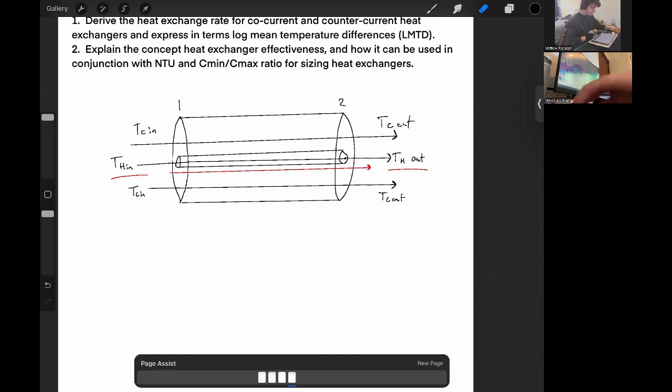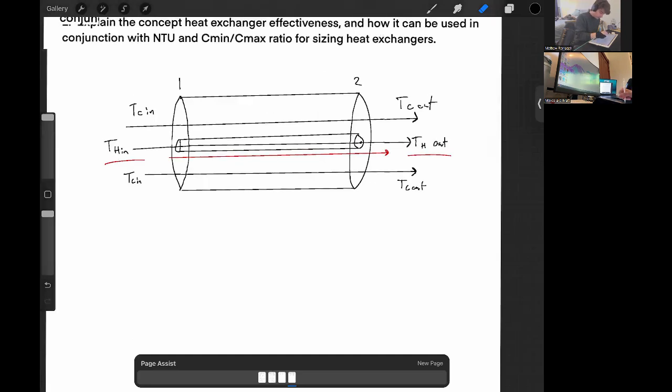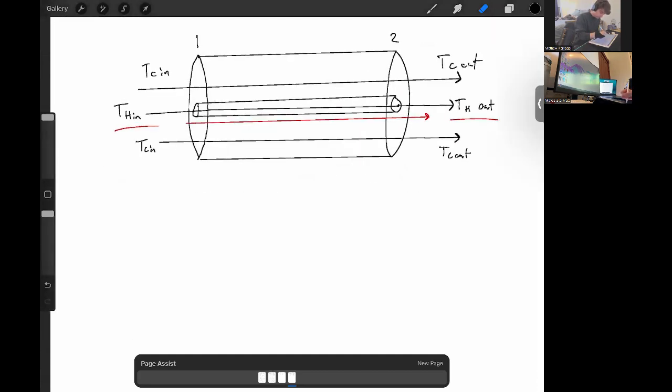So, what we're going to do is the engineering classic of defining efficiency as your actual over your maximum. In this case we're looking at heat transfer, so we want Q actual over Q maximum. Basically, how much heat are we actually transferring versus what is the maximum?